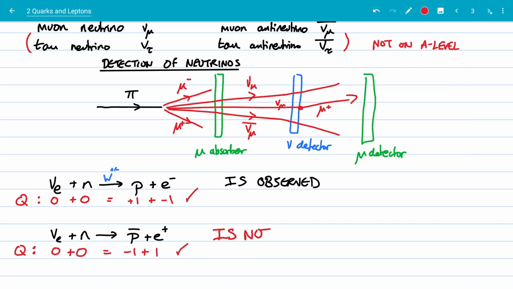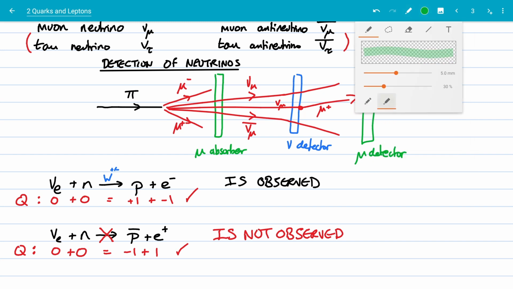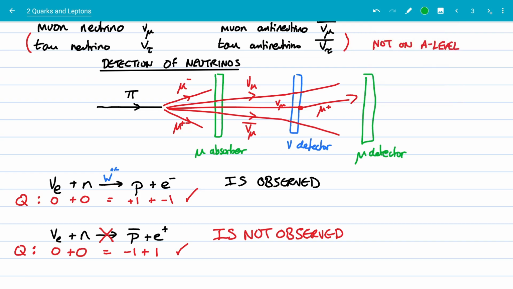Is not observed. The charges seem to balance, but we never see this. So what's going on? This is not observed. What's going on? Well, when we look at it closely, we will notice that we have got a particle in the baryon family and a particle in the baryon family where matter is changing into antimatter. But we also have antimatter there. And so we have antimatter and antimatter on the right-hand side, matter and matter on the left-hand side.